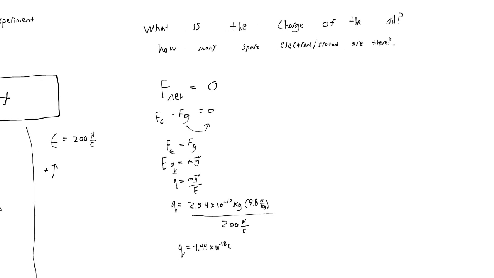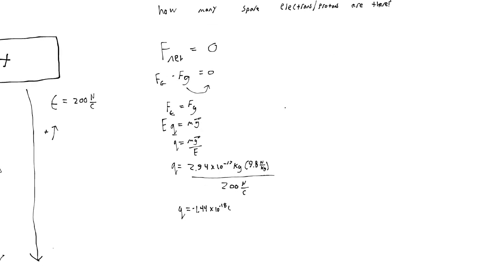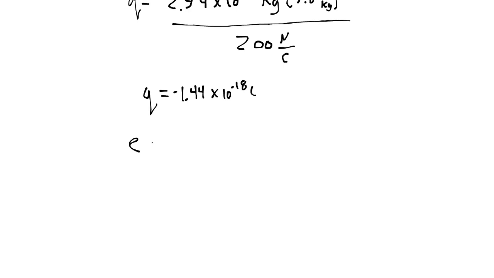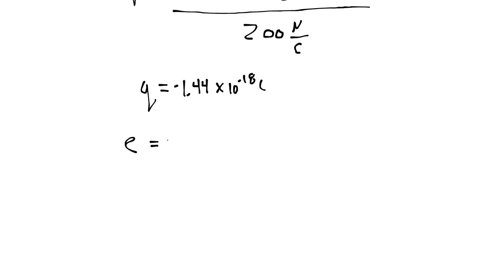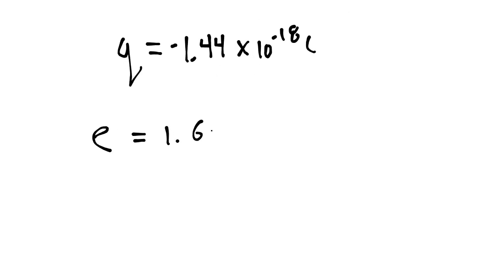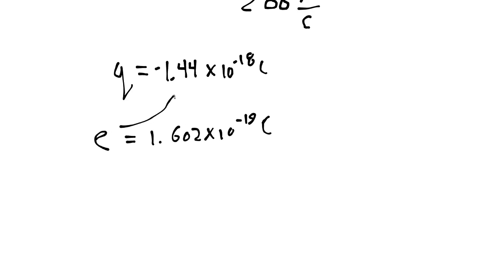And the second part here is how many spare electrons or protons are there? So the way we can find this is by using the elementary charge. So e is the elementary charge, and that is going to equal about 1.602 times 10 to the negative 19 coulombs. So we have to find out how many elementary charges are in this number right here.